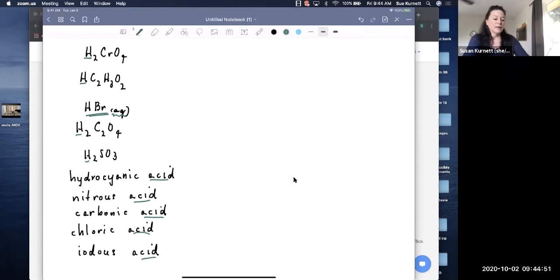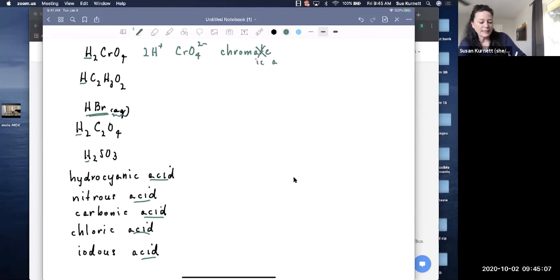Okay. I'm going to pull apart the hydrogens. And if I take 2 hydrogens off this, I'm left behind with an anion that's on a list I'm supposed to memorize. And it's called chromate. And ates make ic acids. This is chromic acid.